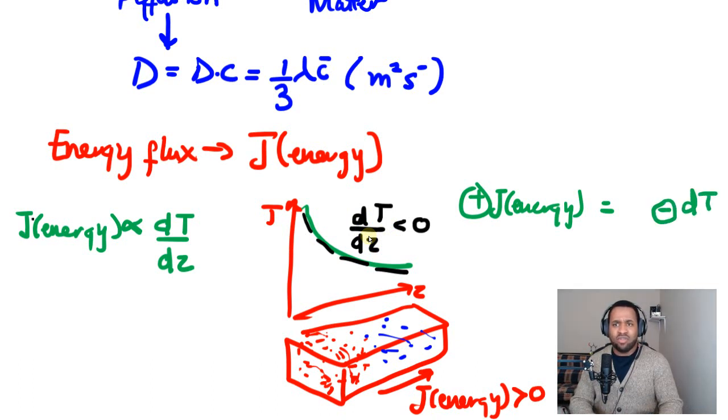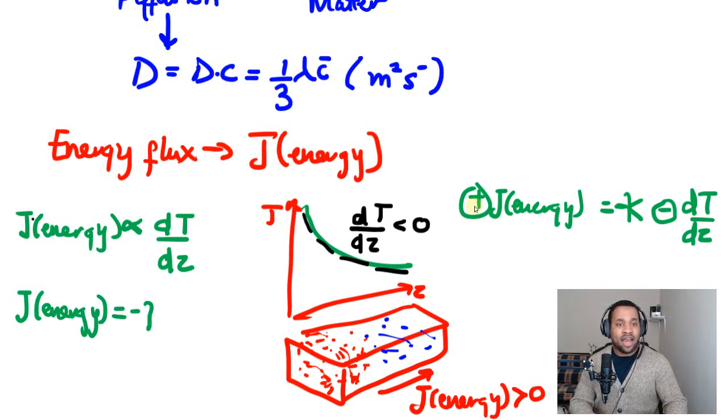So since you note this, we can then create our constant to be a negative value so that our right side will be equal to our left side in terms of the signs. And so our constant that we're going to introduce is represented as k, and k is going to be a negative value. Therefore, our final expression for our energy flux that connects our energy to the temperature is going to have our k value, which is negative, multiplied by the temperature gradient.